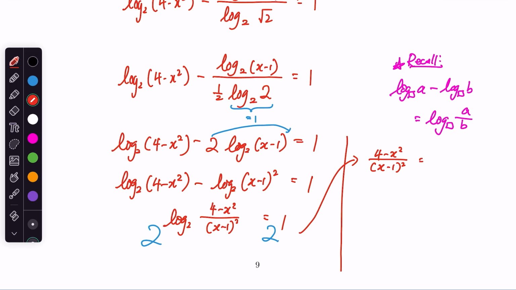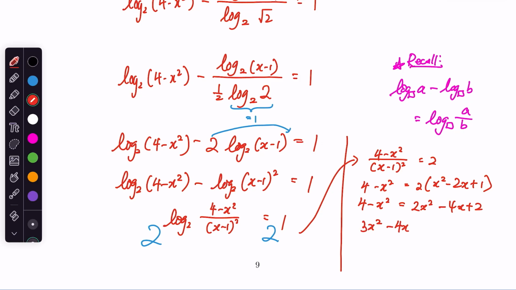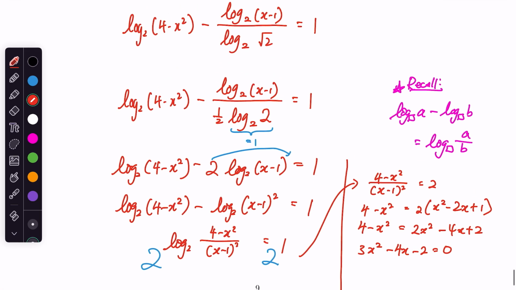Let's manipulate it a little bit and expand everything. So this will be like this. And then I'll expand the bracket. Okay, like this. Let's throw everything to the right hand side. So I'll get 3x squared minus 4x minus 2. Okay, let's see. We can't factorize this. So if we can't factorize this, then the next best way is to use the quadratic formula.